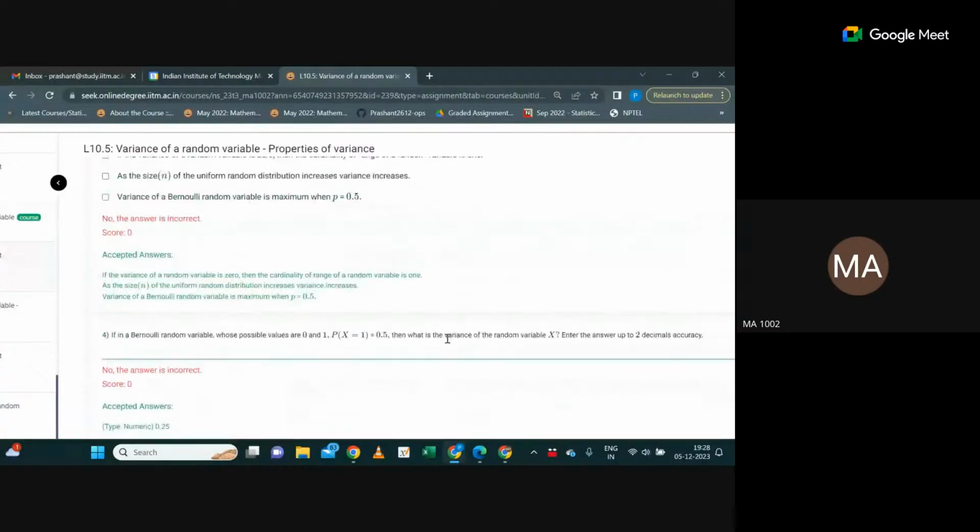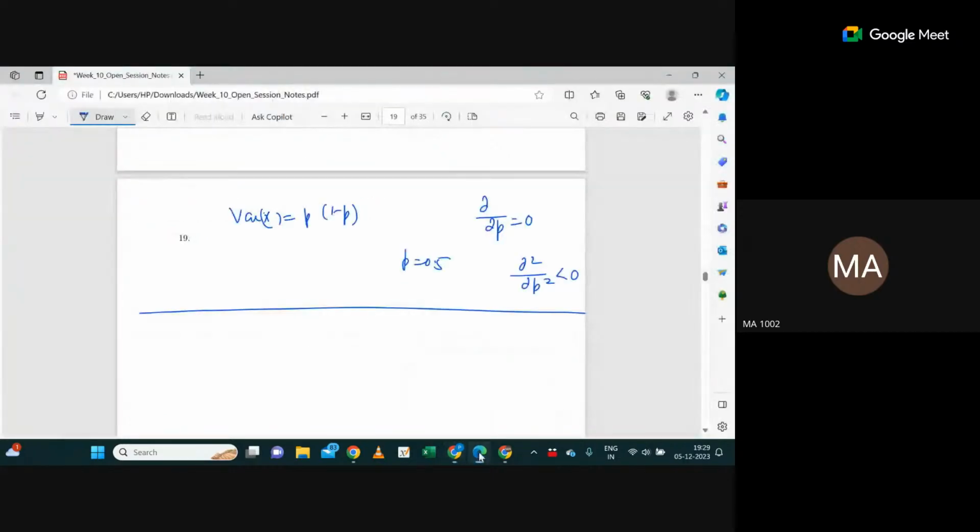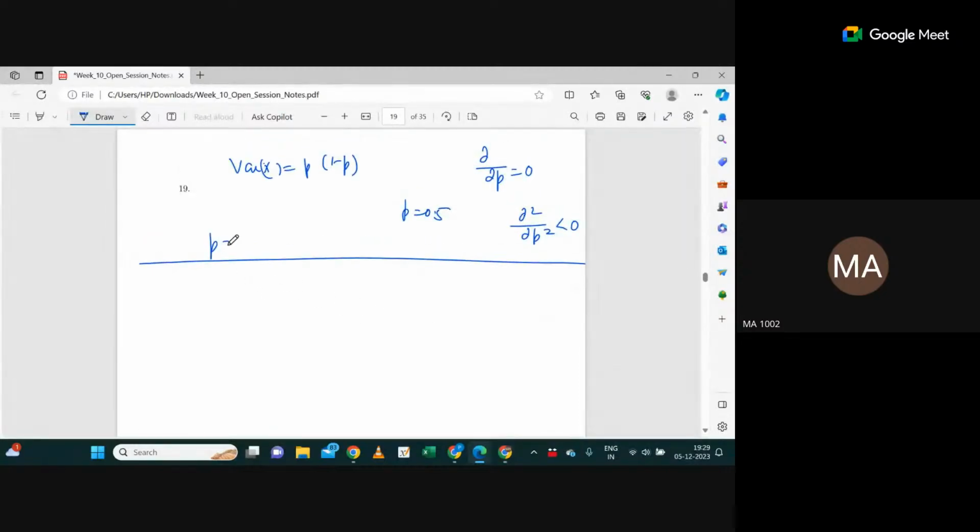So now tell me, in a Bernoulli random variable whose possible values are 0 and 1, if the probability of x equal to 1 is 0.5, what is the variance? If P is 0.5, right? So the variance of a Bernoulli random variable is nothing but P into 1 minus P. That means 0.5 into 1 minus 0.5, which is nothing but 0.5 into 0.5, which is again 0.25. Okay, this is the answer.